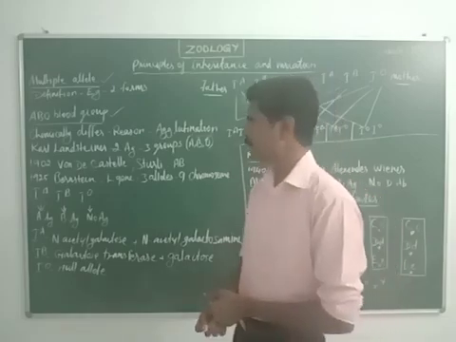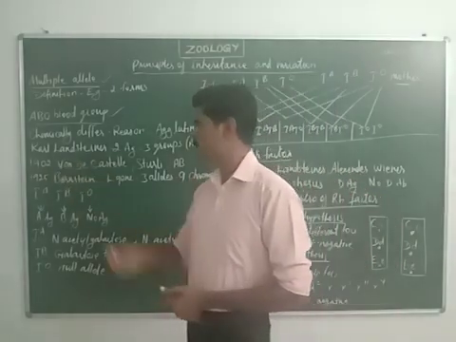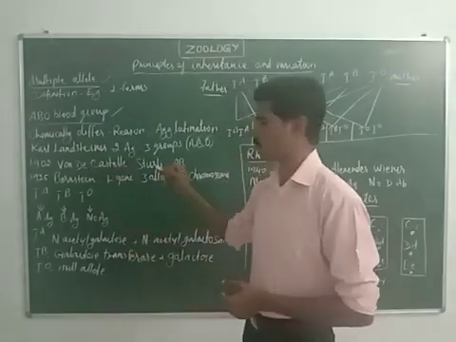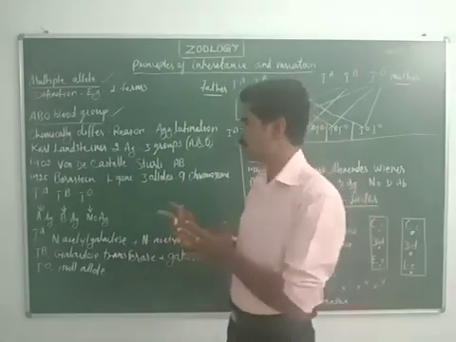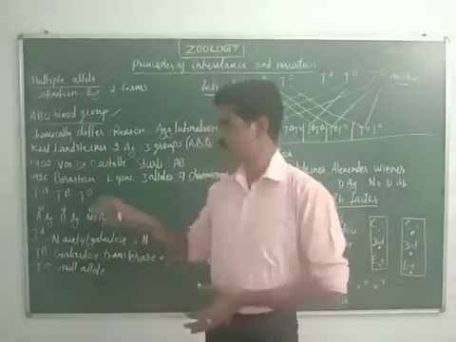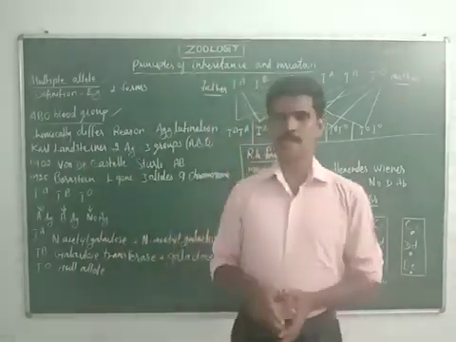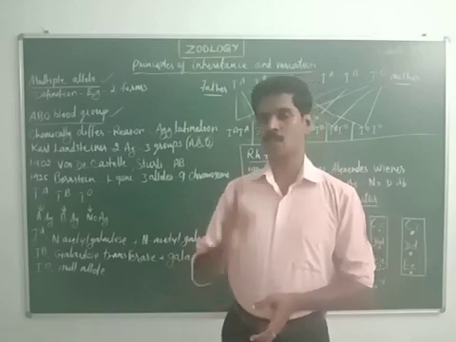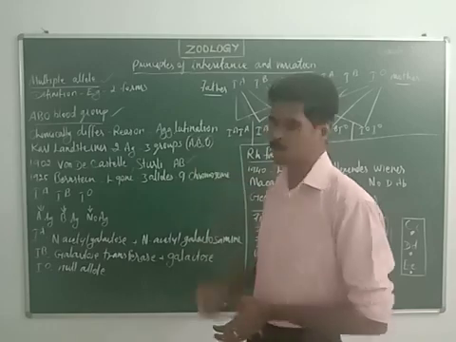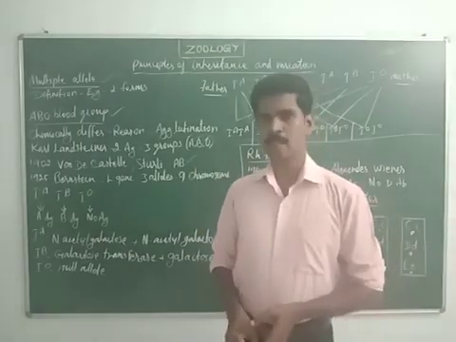Then, in the year 1902, two scientists, Von Decastello and Sturli, who were students of Karl Landsteiner, together discovered the fourth blood group. The name of the group is called AB group.